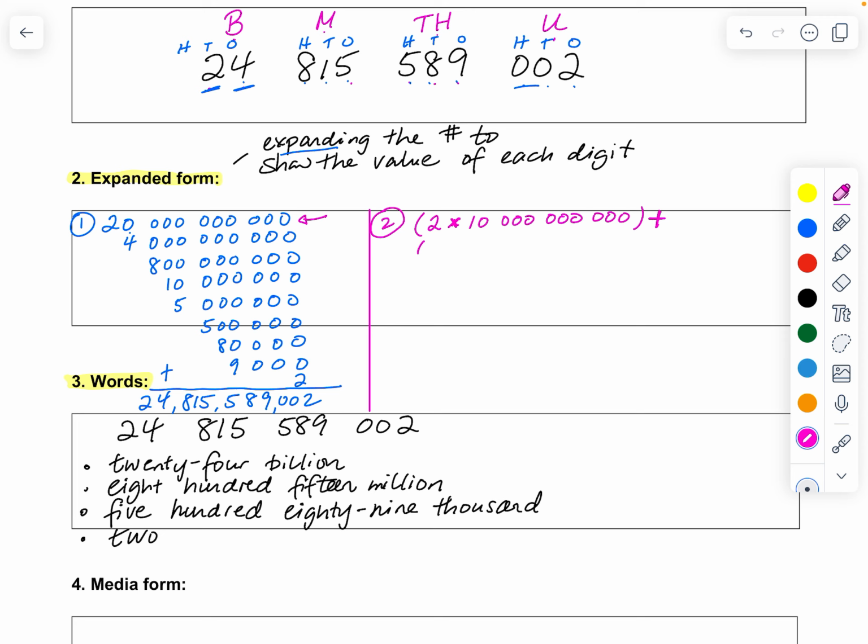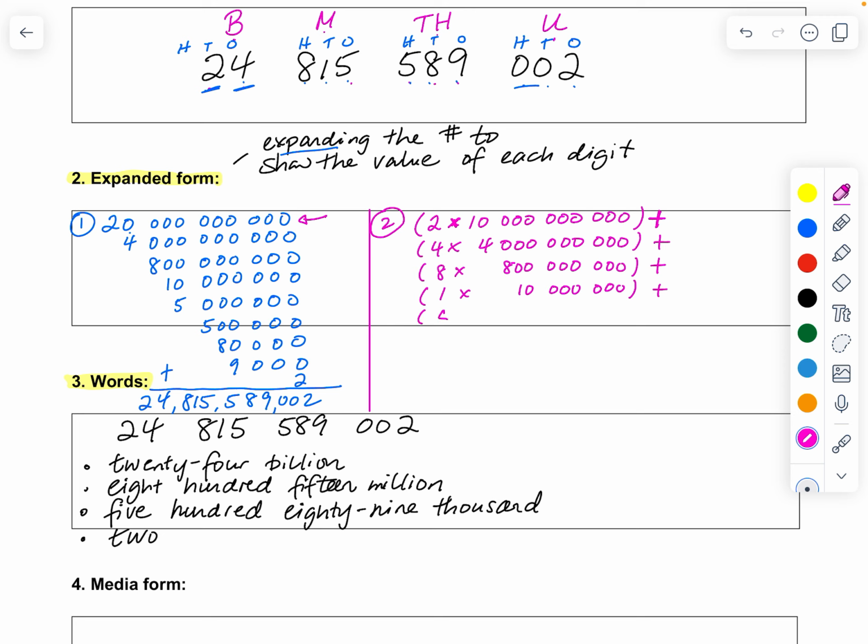So that's going to be 4 times, again, 4 billion. Now I'm deliberately writing it this way so it's lined up. Plus, and then we got 8 times 800 million, plus, and then we can just do 1 times, and again, I'm lining it up like this, so I'm trying not to lose any zeros here.